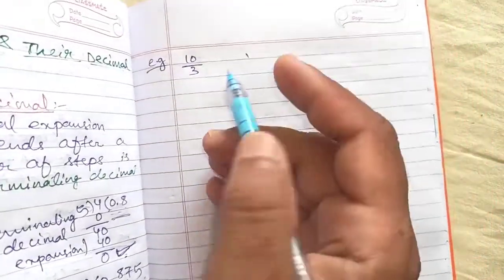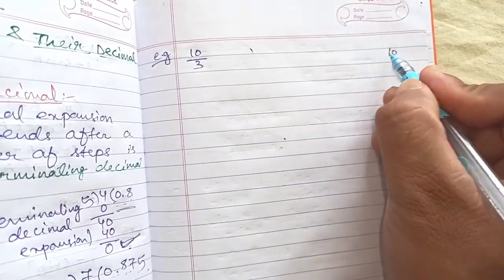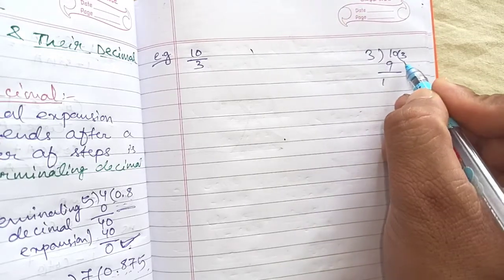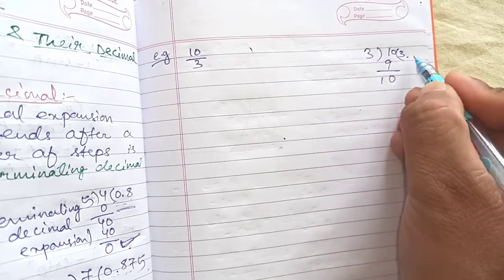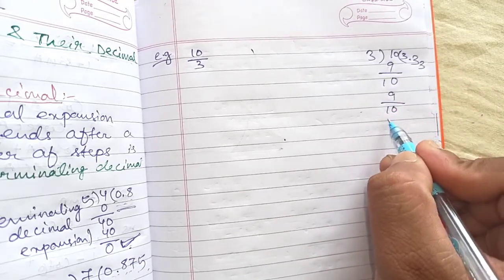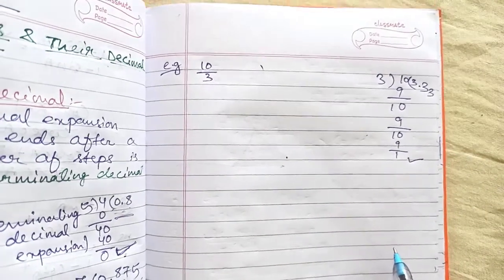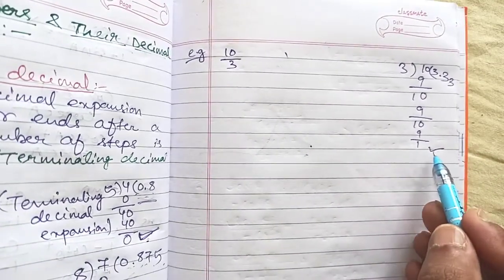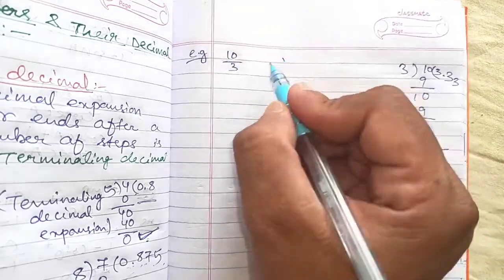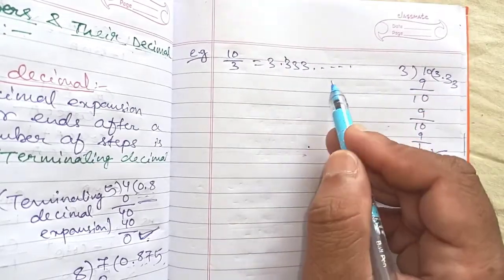First example is 10 by 3. I will divide 10 by 3. 3 3s are 9, 1 carry. I will put a decimal. 10, 3 3s are 9, again 10, 3 3s are 9, again 1. That means the remainder always comes 1. That means it is not ending. The remainder is not becoming 0. These types of decimal expansions are called non-terminating or recurring decimal expansions.